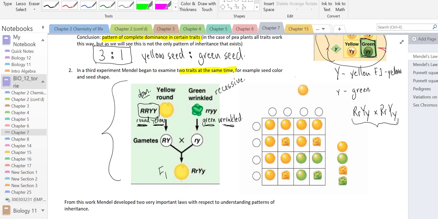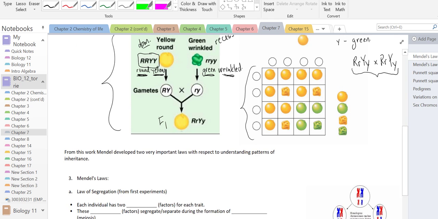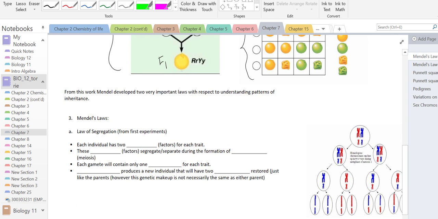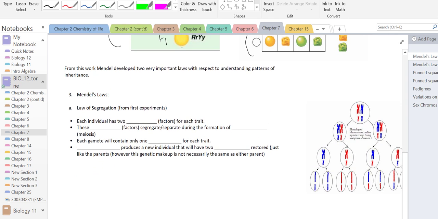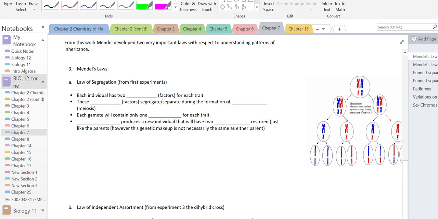When Mendel does this cross of these dihybrids, he gets this distribution of offspring, which we're going to come back and look at. But for now, we're going to move on and talk about some of the laws that Mendel developed from his early experiments. And then we're going to get into this aspect of Punnett squares in the next lesson. So to finish off, Mendel's laws, he developed the law of segregation from his first experiments.